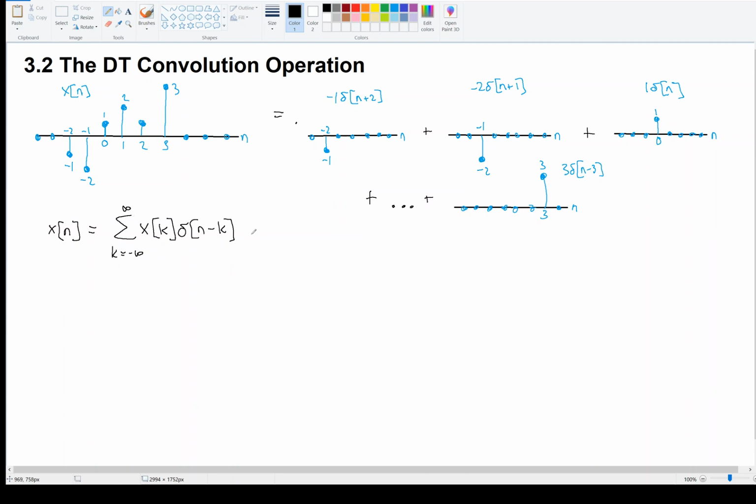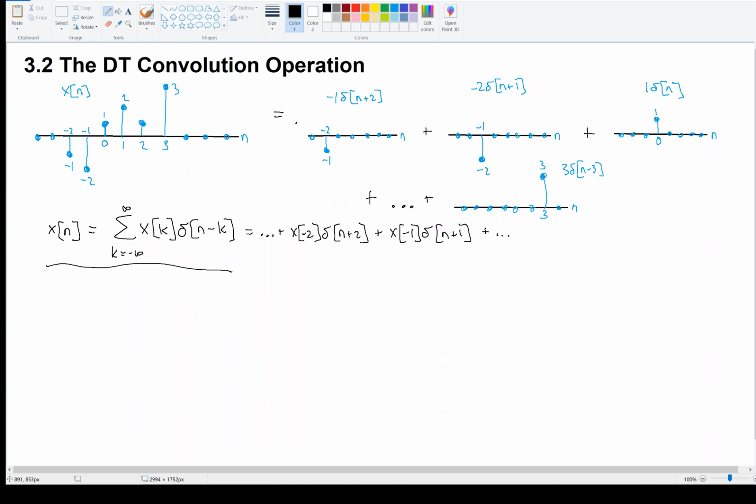And so, just so you're comfortable with the sum, if you expand it a little bit, you'll notice that if I look at the k equals -2 term, this is x of -2 times delta of n plus 2. And what is x of -2? Well, x of -2 is -1. So this k equals -2 term is exactly this signal here, -1 times delta of n plus 2. And then after that would be the k equals -1 term, x of -1 times delta of n plus 1. So x of -1 is -2. So that's exactly this term here, and I would keep going and so on. I think you get the idea. This is the first thing that you need to be comfortable with.